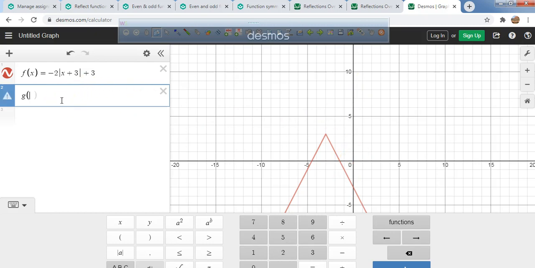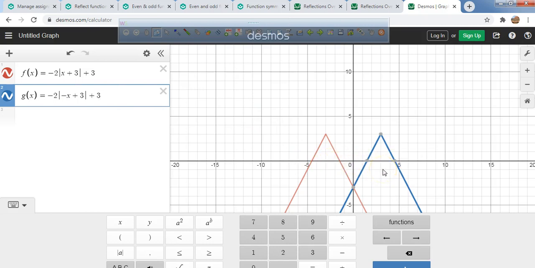Okay, I'm going to put g of x equals -2. I'm going to still put the absolute value bar, but inside here I'm going to make it a -x plus 3, and then put +3. And now you can see I've reflected it across the y-axis.